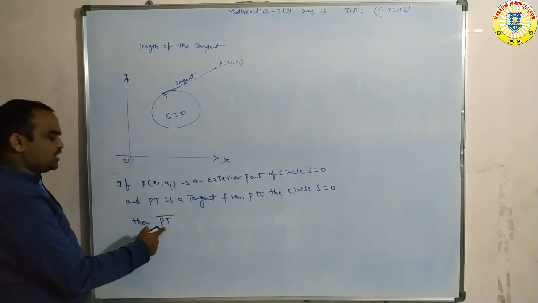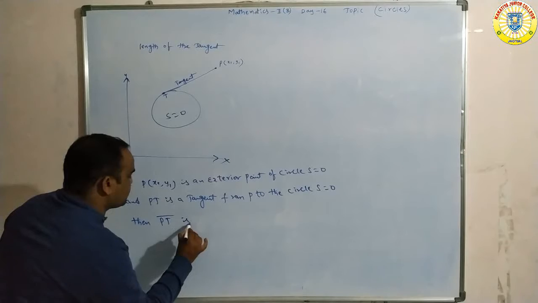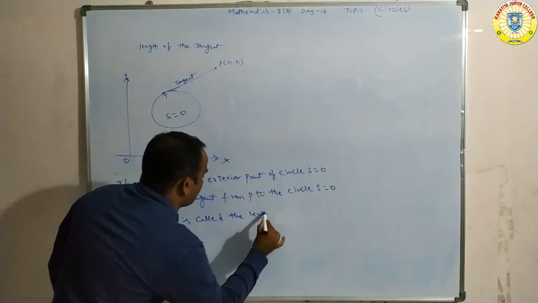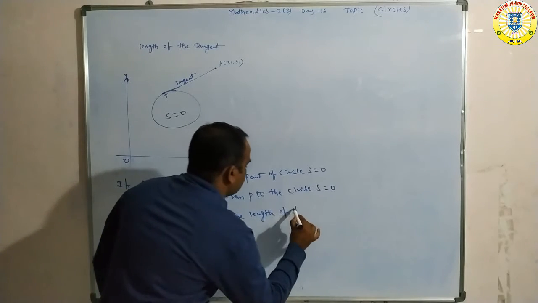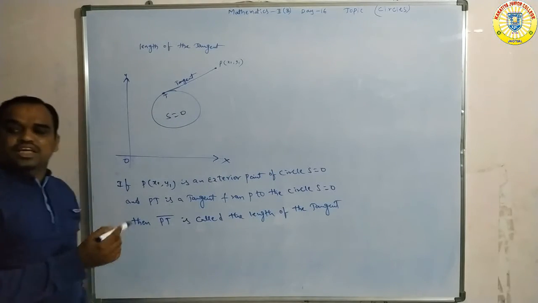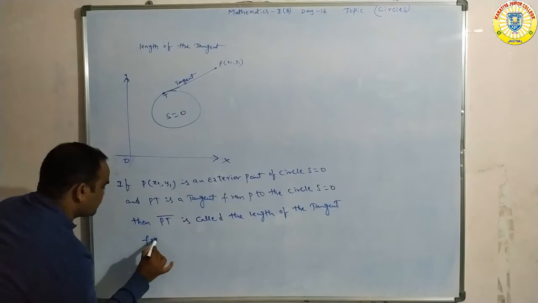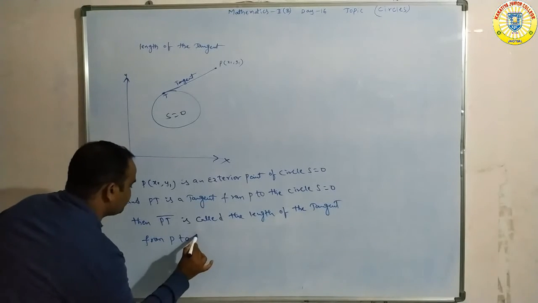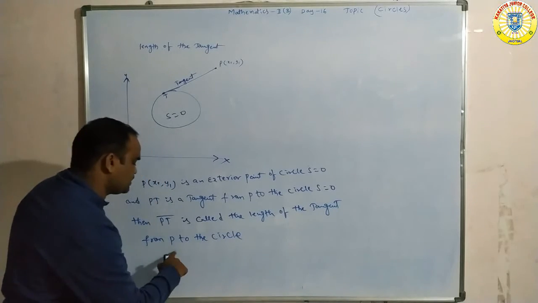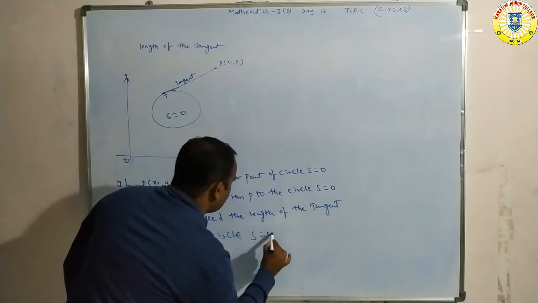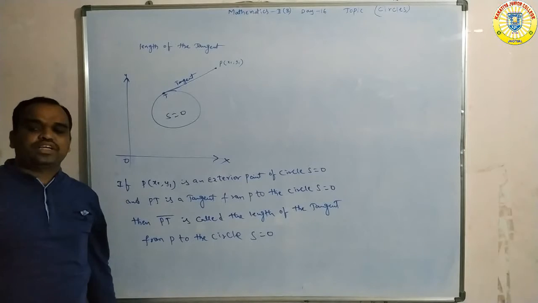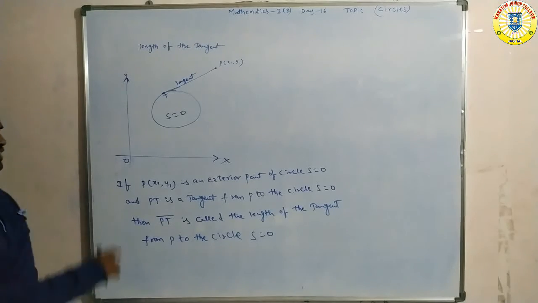Then the length of the line segment PT is called the length of the tangent from P to the circle S = 0. The line segment PT is called the length of the tangent. Okay? All of you first write this one.